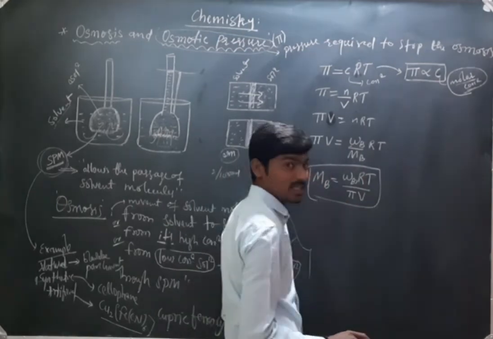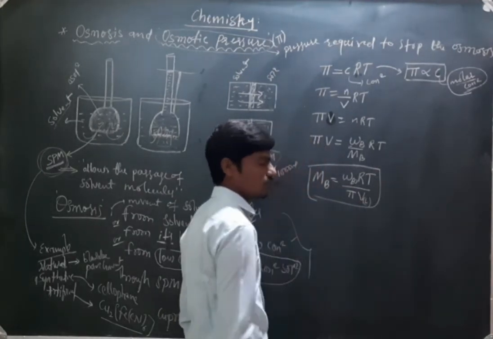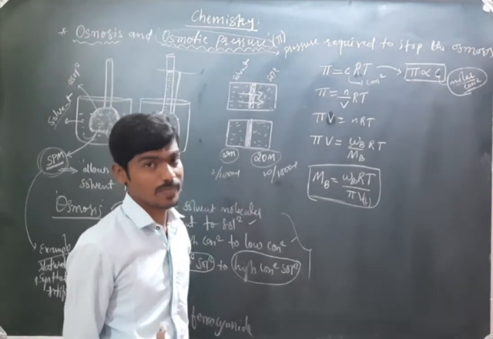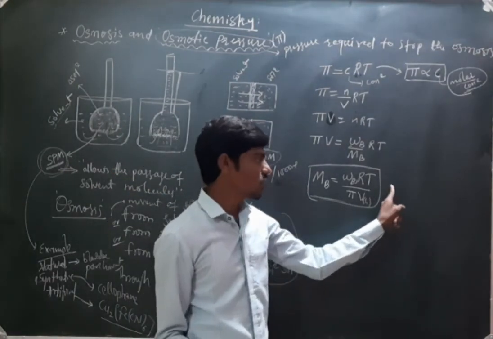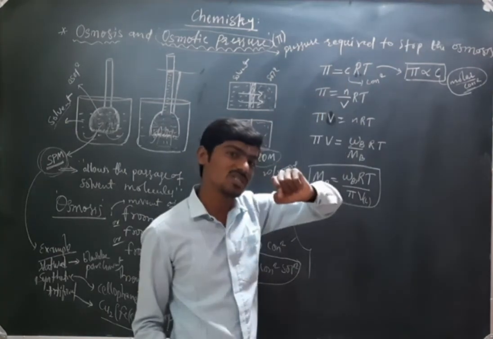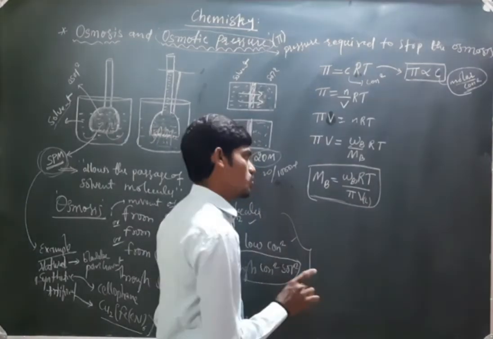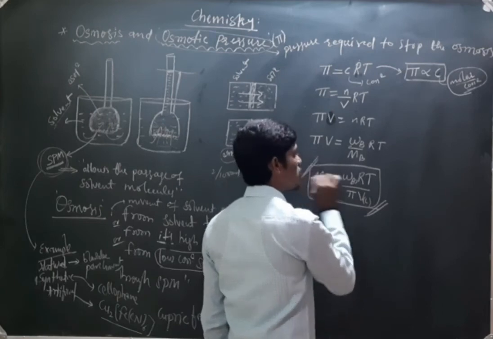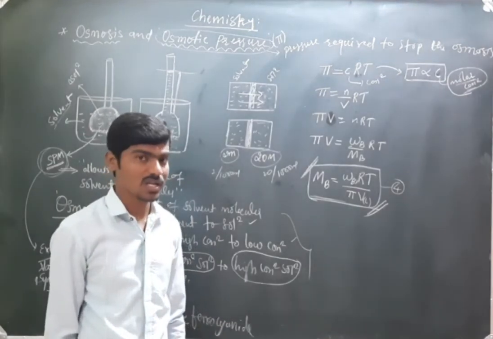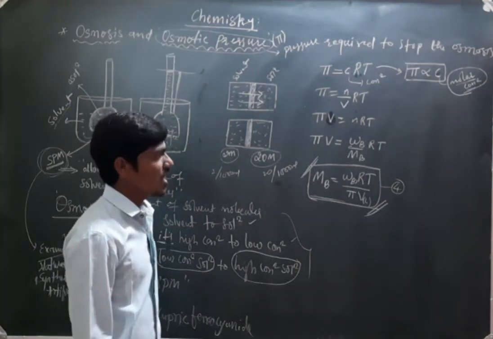Remember, the volume is in liters. If volume is given in ml, then you need to convert it into liters, because the molarity definition is the number of moles of solute present in the volume of solution in liters. If it is in ml, divide by 1000. So W_B R T by pi V, where V is the volume of solution in liters. This is the fourth formula to find the molar mass of solute from osmotic pressure. Is it clear? Yes. So this is the concept of osmosis and osmotic pressure.